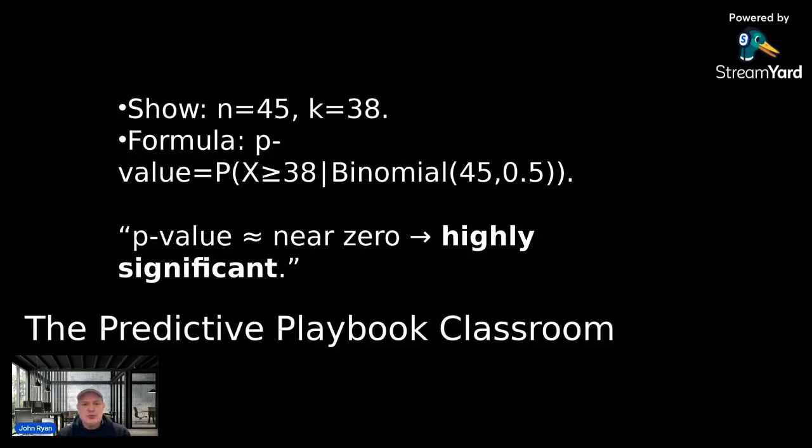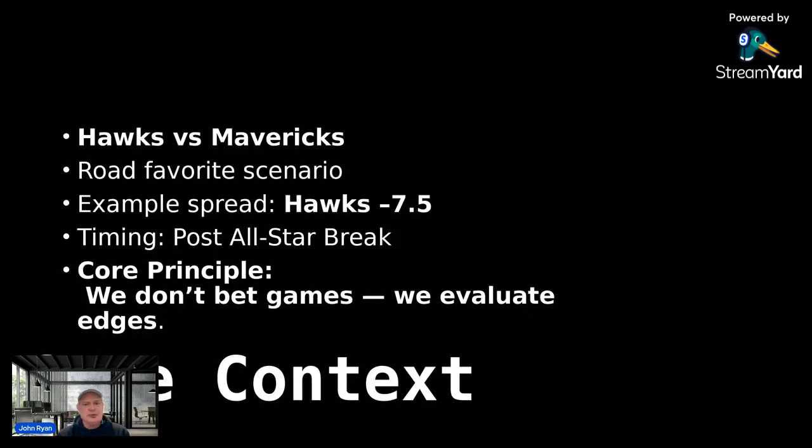So in our example, the matchup is the Hawks versus Mavericks. The Hawks are the road favorite and listed around minus 7.5 points currently. The game isn't the point, however. The point is how we evaluate whether a system has an edge. Is there an edge in this game or not? Regardless of just one single result, it spreads out over decades of results to come up with the correct, meaningful application.